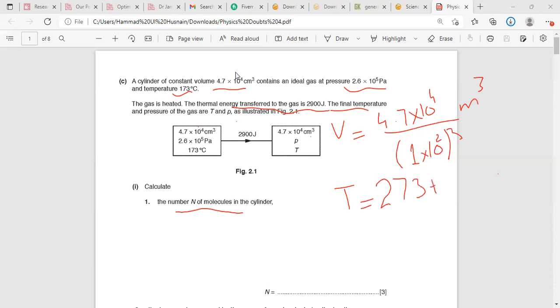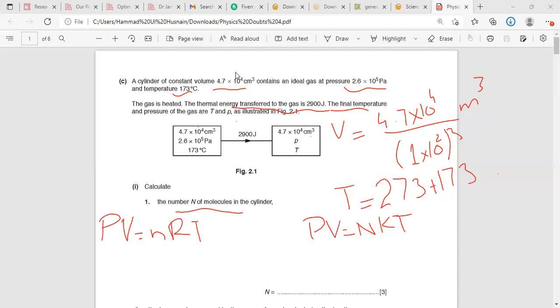273 plus 173, right? Right, Rani? Yes. So now we have converted the data. We know two expressions of the ideal gas, right? Which is PV is equal to nRT, and there is another expression, PV is equal to NKT. Are you familiar with these expressions?